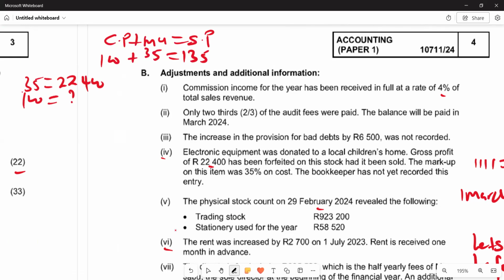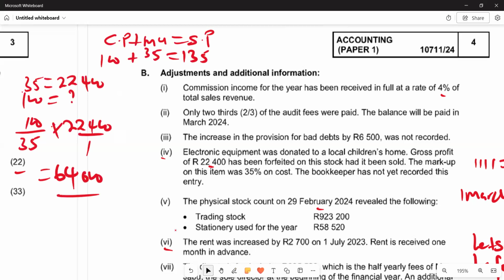The figure that we don't have is 100. The figure that we have is 35. The given figure is 22,400. So what we are going to do is we say what we don't have becomes the numerator, what we have becomes the denominator, 35, and we multiply by the given figure, 22,400. We do that, we get the cost price. So we say 100, we divide by 35, the answer that we get, we multiply by 22,400. We're going to get 64,000. So this is the cost price of the equipment that was donated.